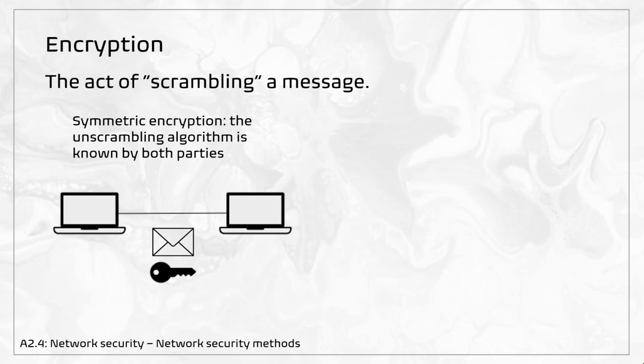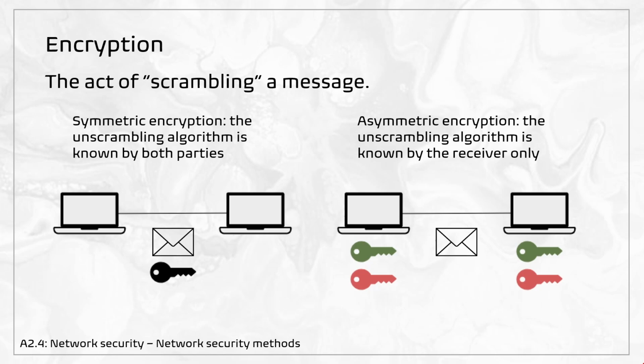But you can probably see the problem. It's easy to unscramble the message by a third party, because the algorithm itself is unprotected. This is why in modern computing, asymmetric encryption is used. This is when the unscrambling method is only known by the receiver. How is this done? Each party has a private key and a public key.